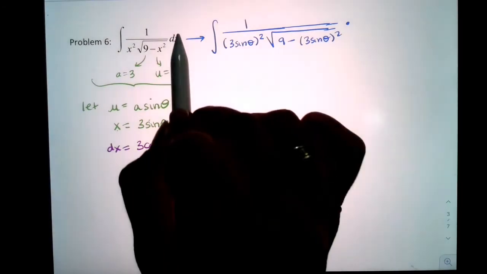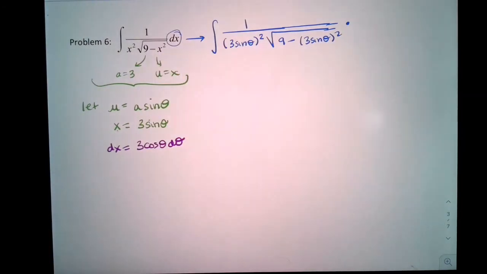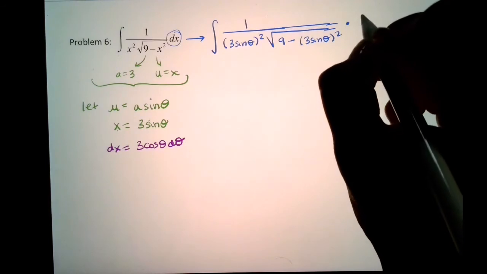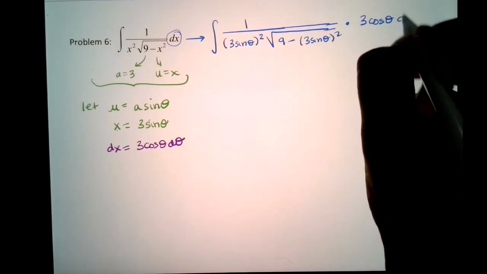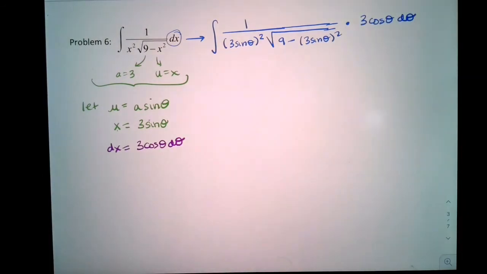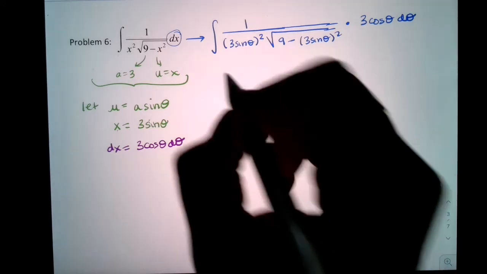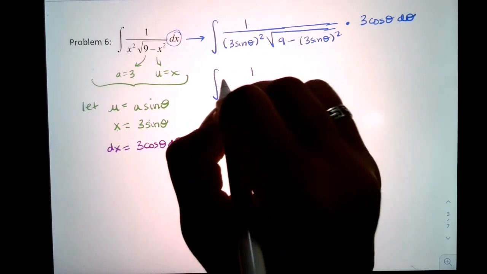Again, in place of dx that has to go, I'm going to replace it with its equivalent, which is 3 cosine theta d theta. So it looks like you made this problem a whole lot worse, but you have to really get in here and kind of simplify the trig. Okay, so let's use our good algebra skills and trig skills.